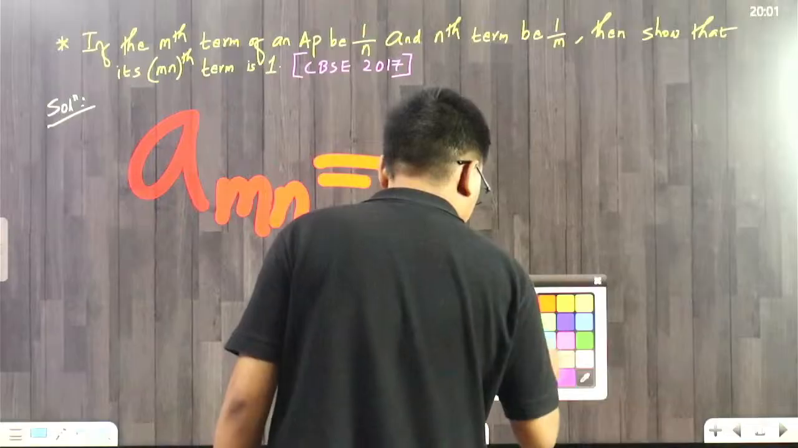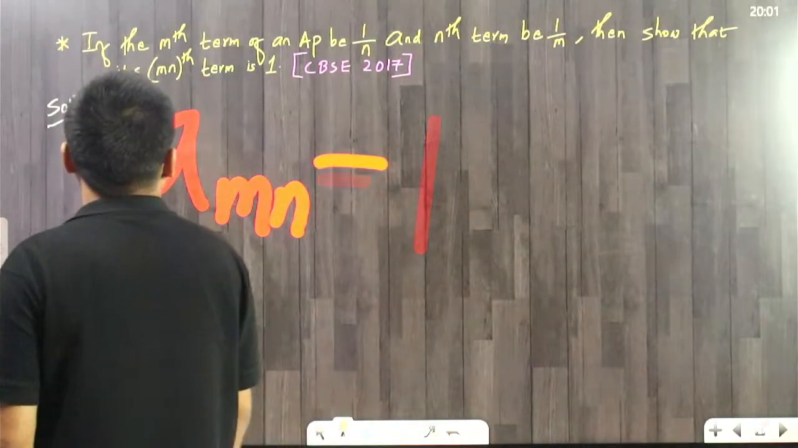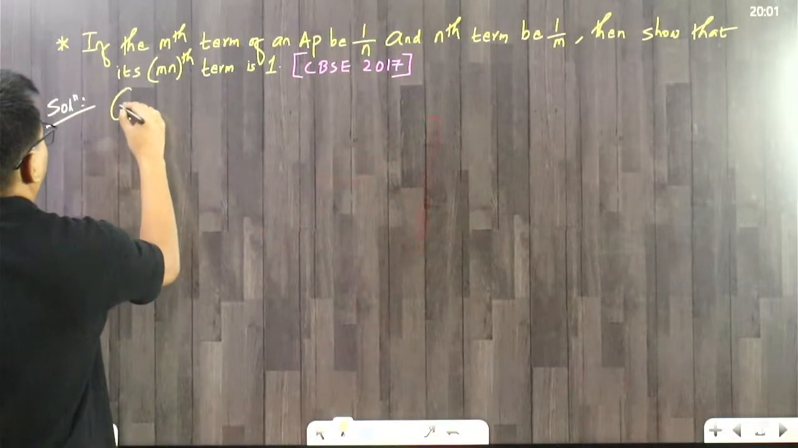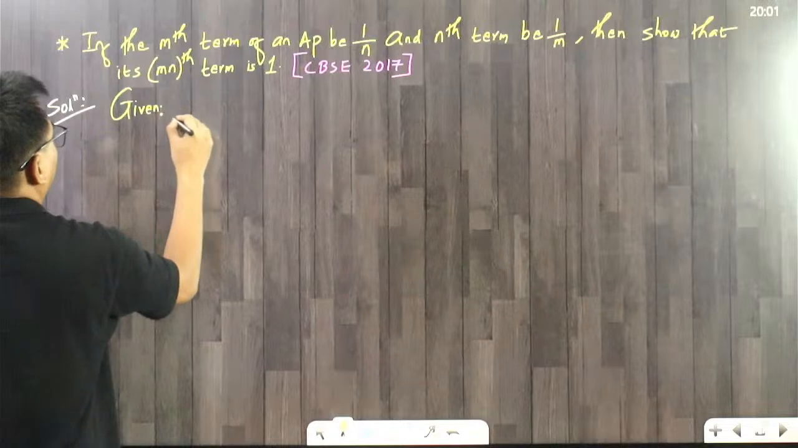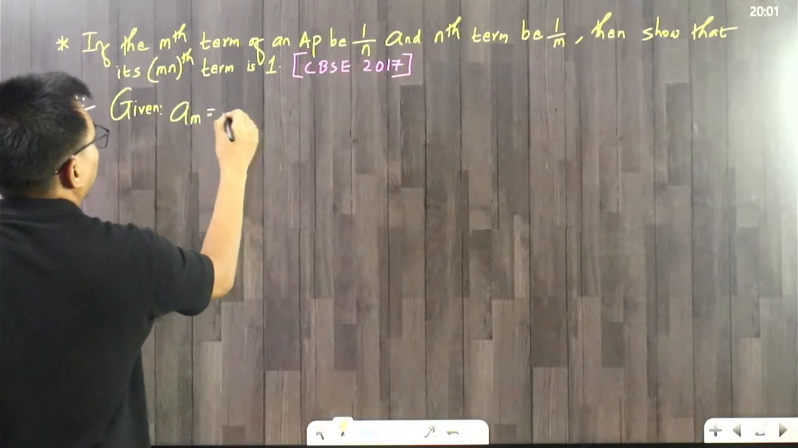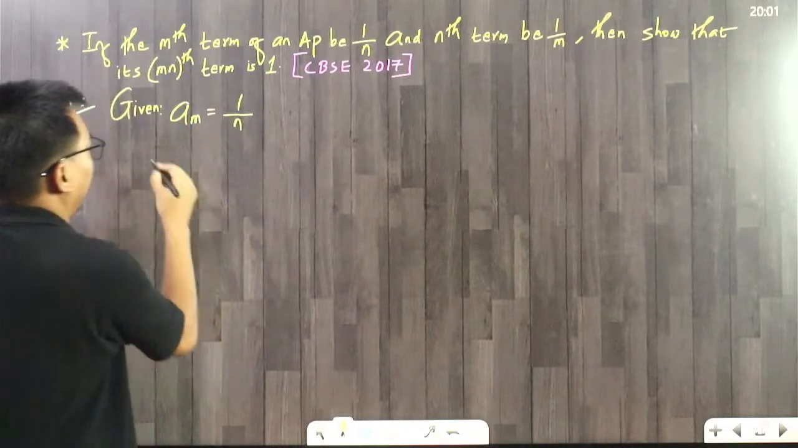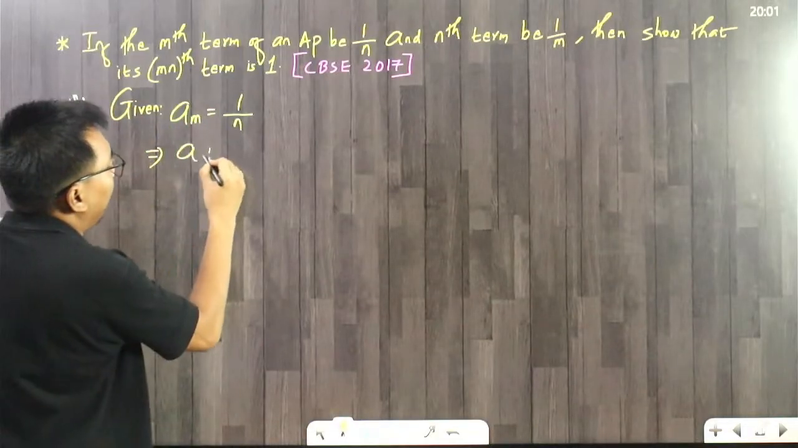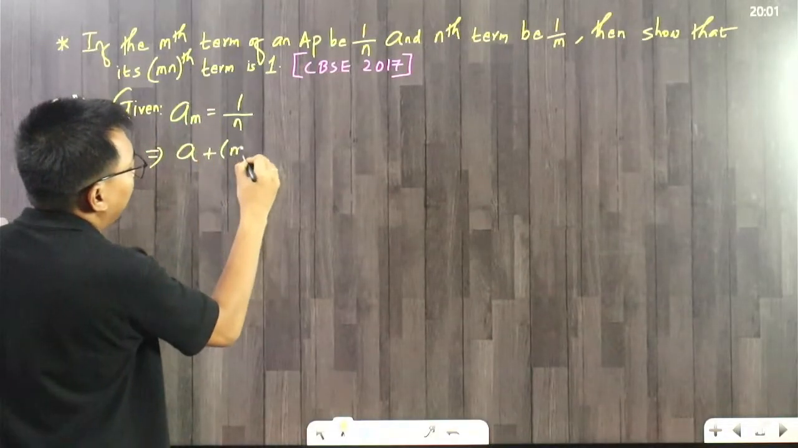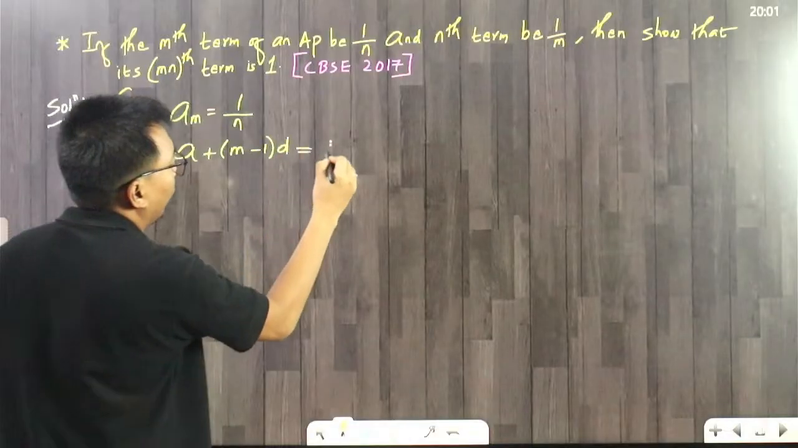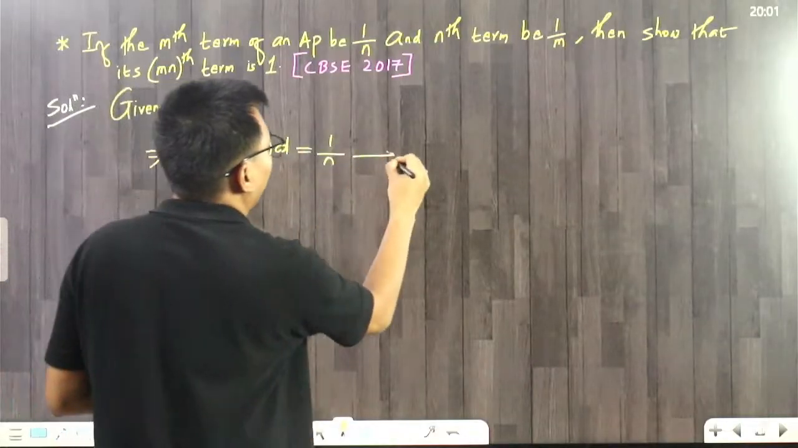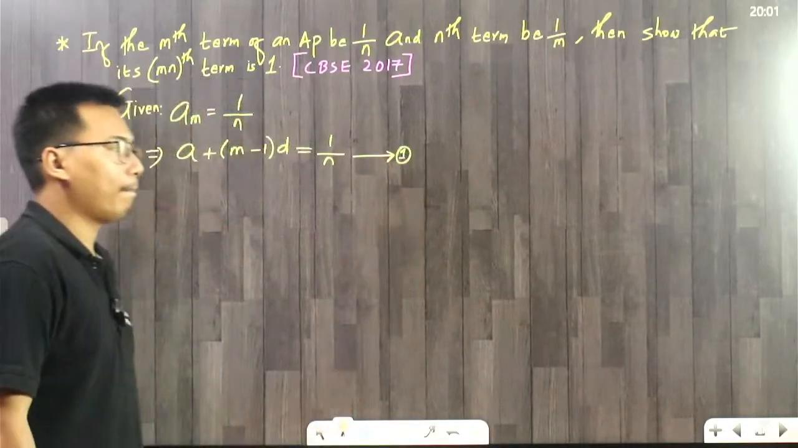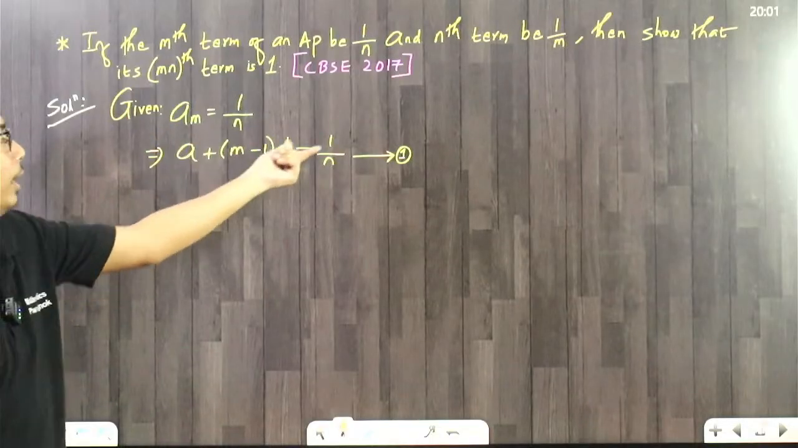So let's start. Very interesting question. Given the mth term is 1 by n. Let's break it using the formula of the nth term. We'll get a plus m minus 1 d equal to 1 by n, right? This is our equation number 1.